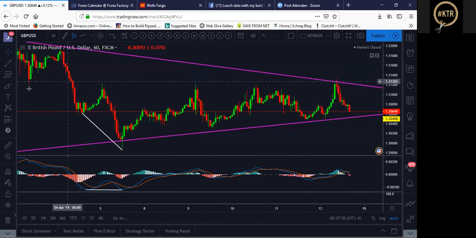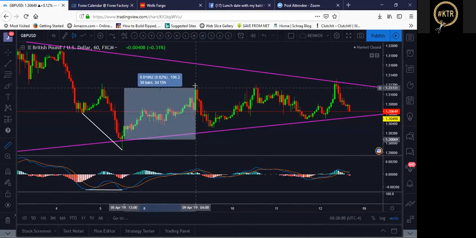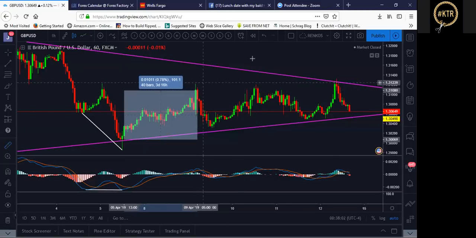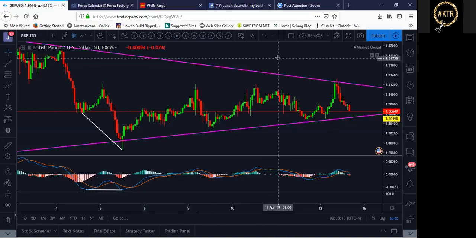On the 1 hour. I don't know about you, but 3 days to get 100 pips? Yeah, I'll take that. I'll definitely take that. But how about if I told you there was another one? Yep, there you go.